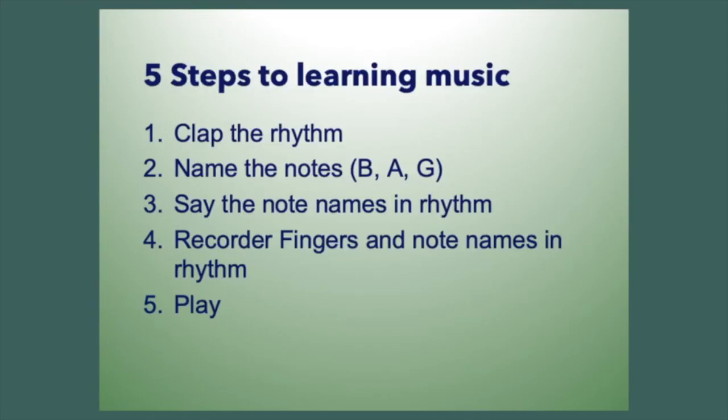Here are our 5 steps to learning music. First, we're going to clap the rhythm. Then we're going to name the notes. So B, A, G. We're also going to have to name E and D. Then we got to say the note names, which is step 2, and the rhythm, which is step 1, at the same time. After that, we're going to use our recorder fingers while we do the same thing as step 3. And then we're going to play with our air on the recorder.